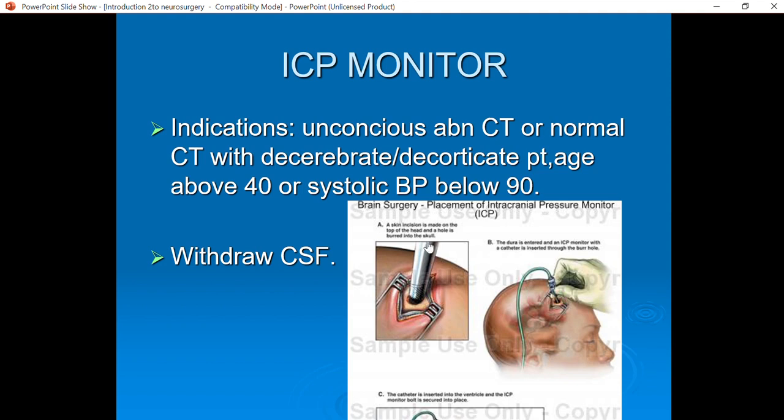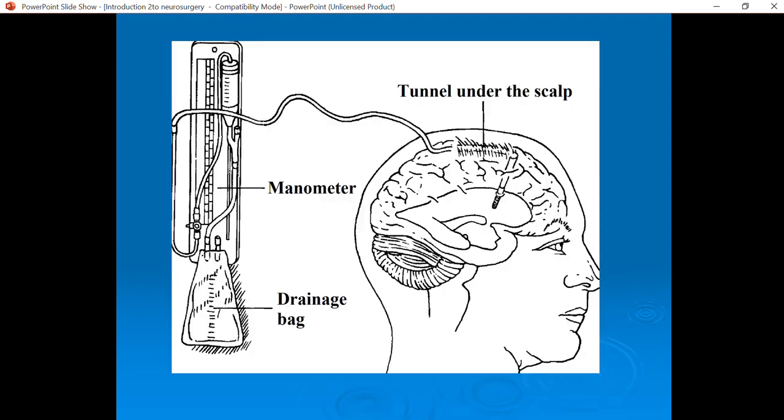The other version of the ICP monitor is the one which is put in the ventricles. It measures the ICP, and whenever the ICP is more than 25 millimeters of mercury, we can withdraw some CSF to reduce the ICP without surgery. I'm sure you have seen this EVD system in many cases on the floor before the corona event. Anybody interested can come later on and we'll show him.